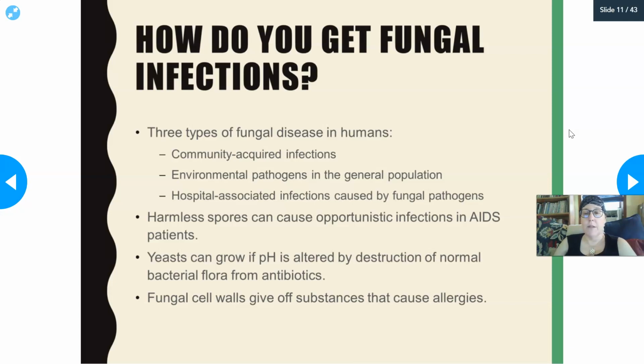And there's another way where you can get sick, where it's not specifically a fungal infection, although it can happen if Candida or another fungus grows out of control in your body. Candida again is the most common. Those cells themselves can give off substances that can cause allergies.